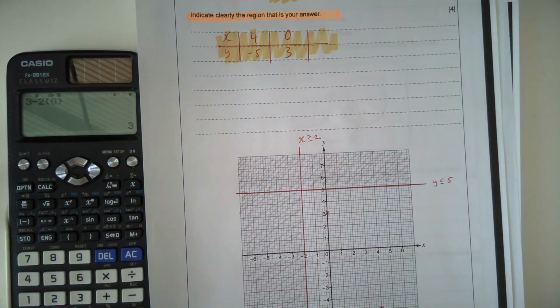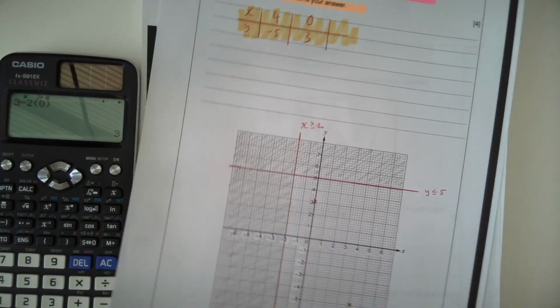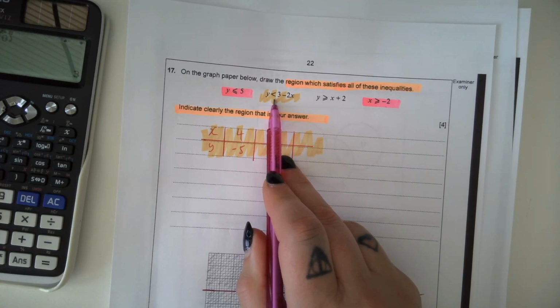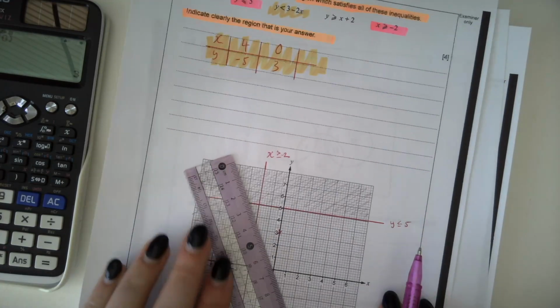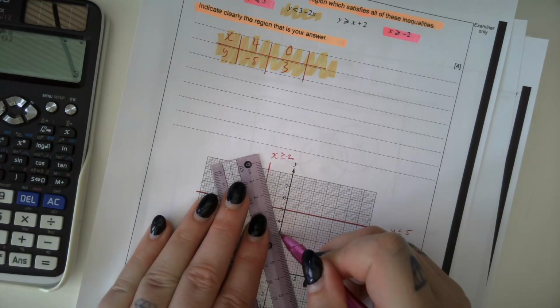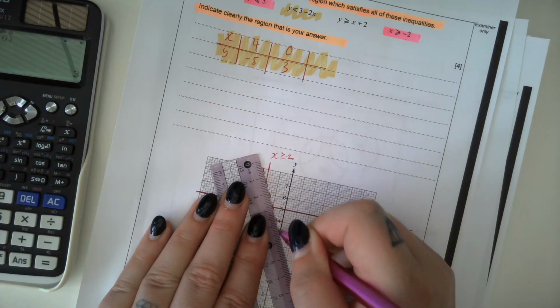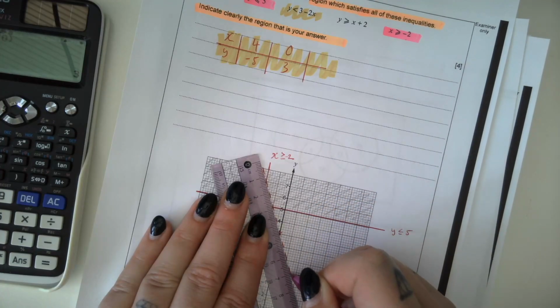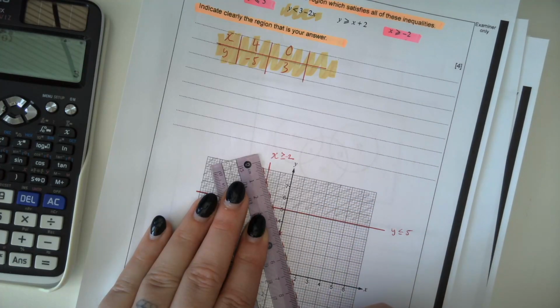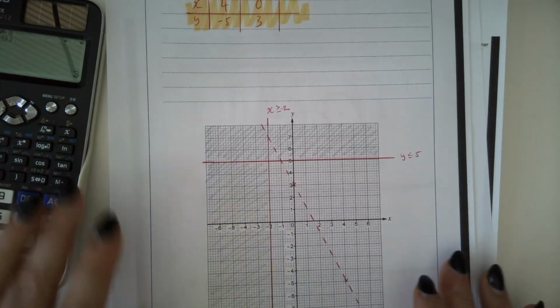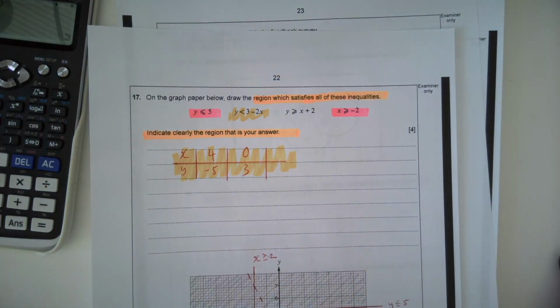You only need 2 points to draw a straight line. Those are my 2 points, so I'm going to draw the line now. But look at the symbol, guys. It's less than, not less than or equal to. So when I draw this line, making sure it goes through those 2 points, it's not a solid line. It's a broken line, a dashed line. So that's one that we've dealt with.